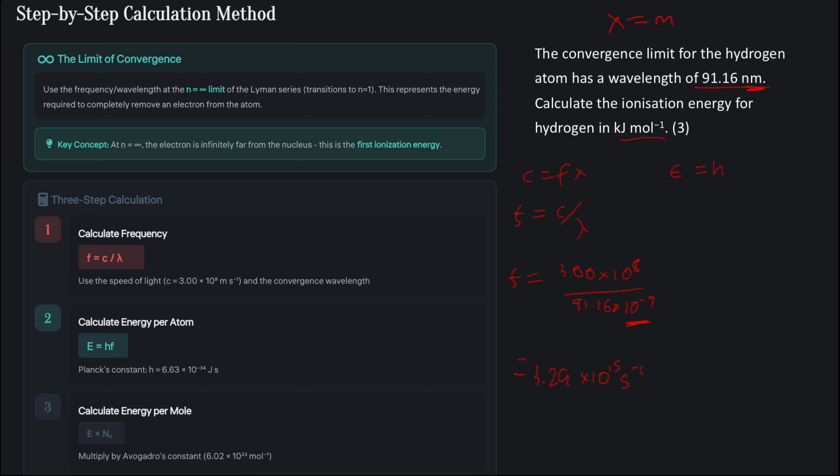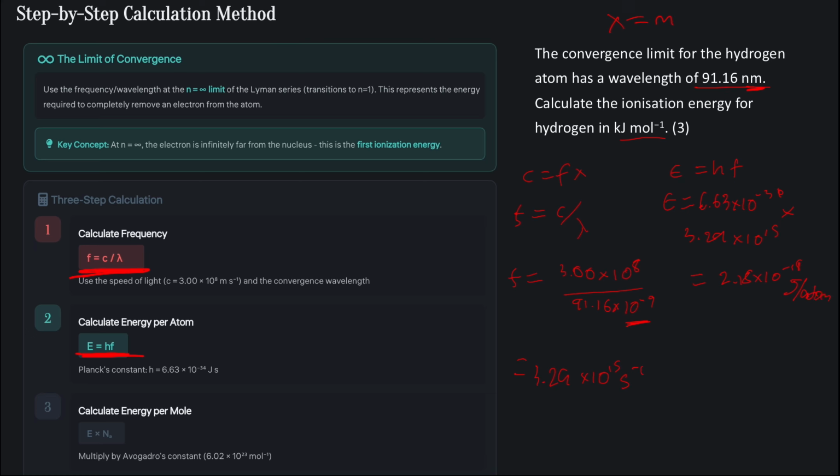Now that we have frequency, we can calculate energy. Energy equals hf. Use the equation here. So you would plug that in. You're given h in your data booklet. h is 6.63 times 10 to the negative 34. Don't memorize that, don't bother. And you use your value for frequency that you got down here, 3.29 times 10 to the 15. And that would give you 2.18 times 10 to the negative 18 joules per atom.